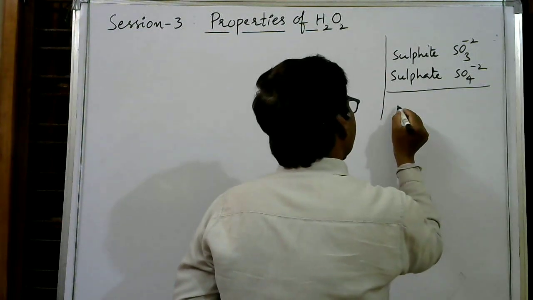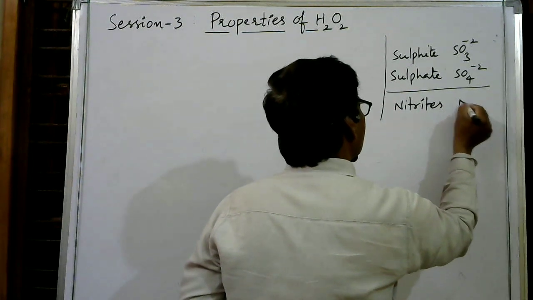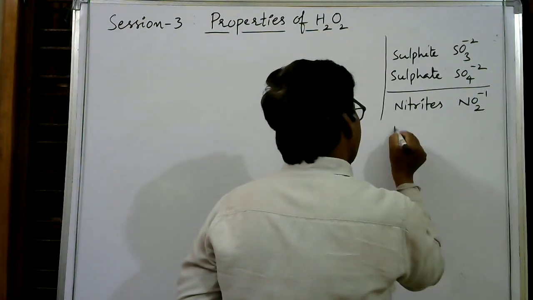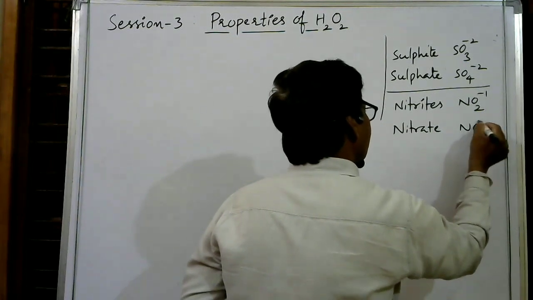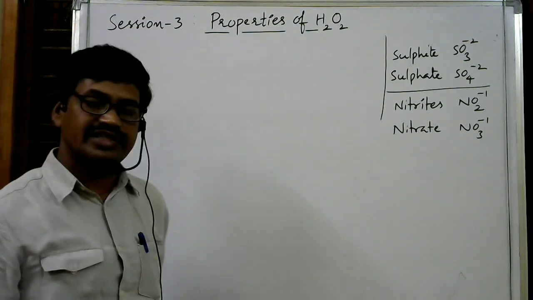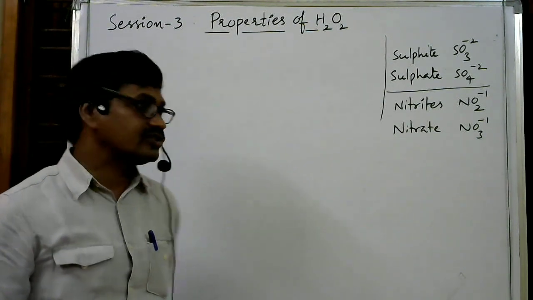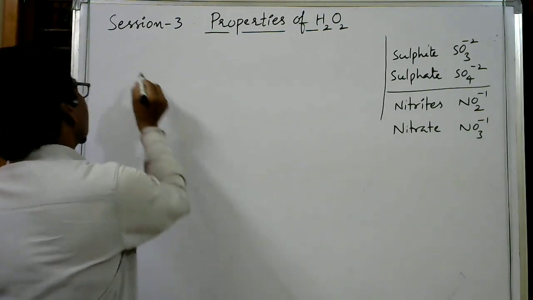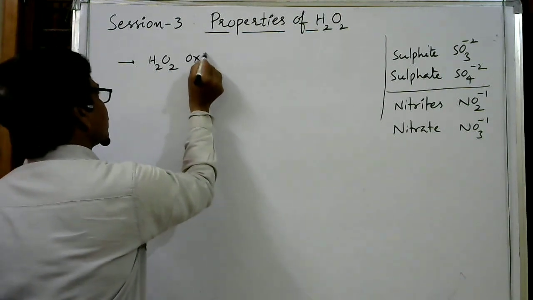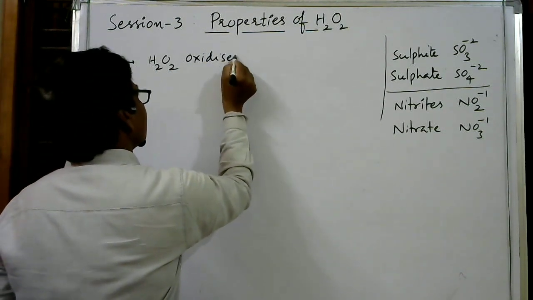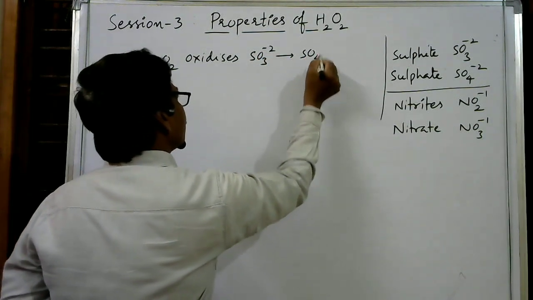Then nitrites. Nitrite means it is NO2 minus 1. Nitrate is nothing but NO3 minus 1. So this sulfites to sulfates, nitrites to nitrates, arsenites to arsenates. So here first I am writing these two reactions. H2O2, hydrogen peroxide, oxidizes sulfite, meaning SO3 minus 2, to SO4 minus 2.